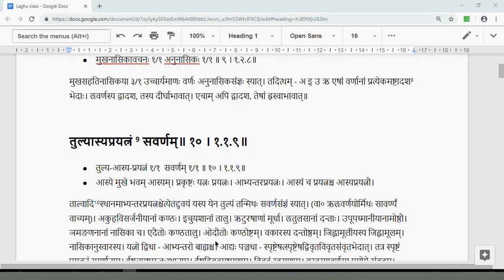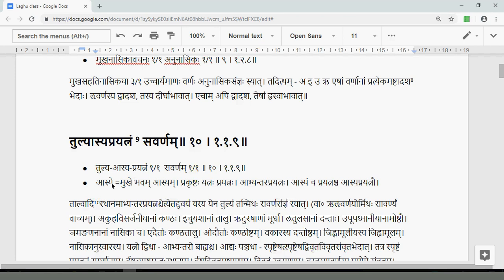So the 10th sutra says Tulyasya Prayatnam Savarnam. Savarna sanya is for what? That which has prayatna which is tulya. Not only prayatna, but asya also is tulya. So asya and prayatna should be tulya. What is asya? Mukhe bhavam. Asya bhavam asyam. And asya is equal to mukhe, in the mouth.